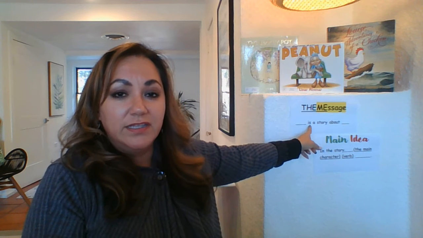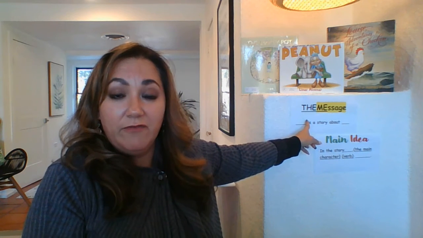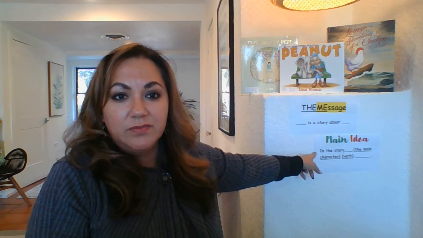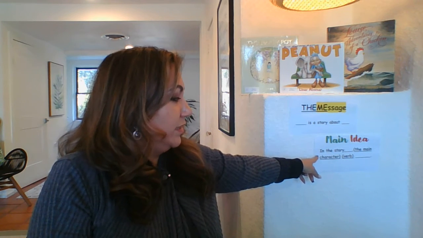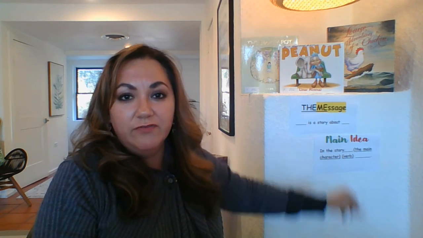Whereas the message, the theme, is about friendship. This is what Mildred learns, that she finds a friend that keeps her from being lonely. So you see the difference, you can hear the difference between those two. One is more specific to this story, and one can be used in a number of different stories.